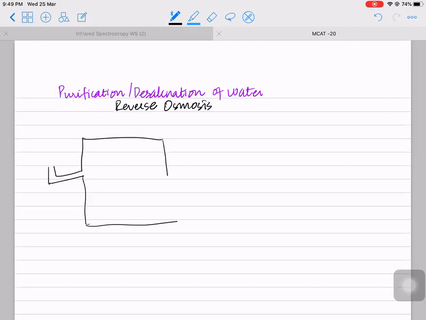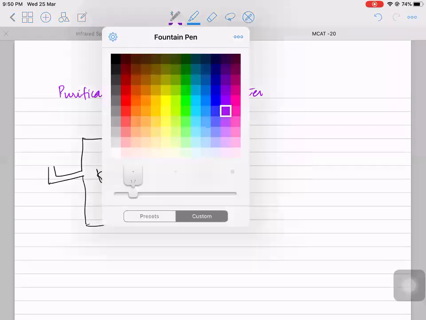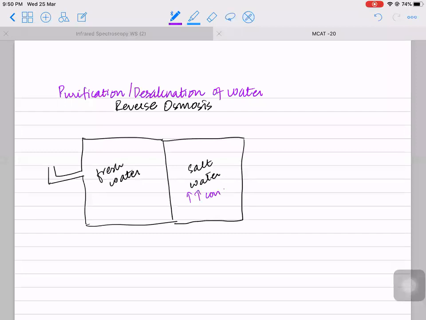So we have a semi-permeable membrane here. On this side of the tank, we have salt water. On this side of the tank, we have fresh water. When you have salt water, can I say the concentration is high here and the concentration is less here? Here we put a piston to change the pressure. This right here is your piston, this is your semi-permeable membrane, and this is your water outlet.